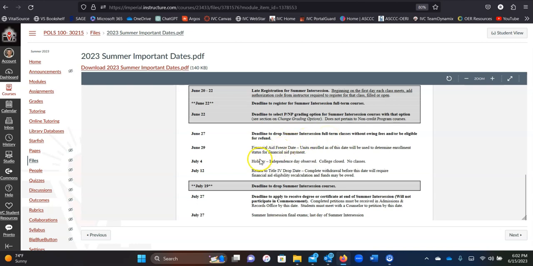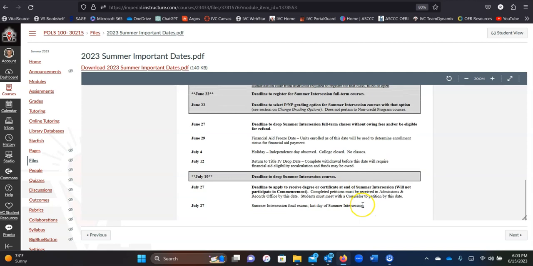And then July 4th, of course, is the holiday. And then July 19th is the last date to drop for the summer session course completely. So if you're going to drop for the summer session, that's the time you would have to do it by. But after the 19th of July, unless there's some mitigating circumstance, you don't get refunded at that point. And then July 27th is when it ends. So it's a very fast 6 weeks.